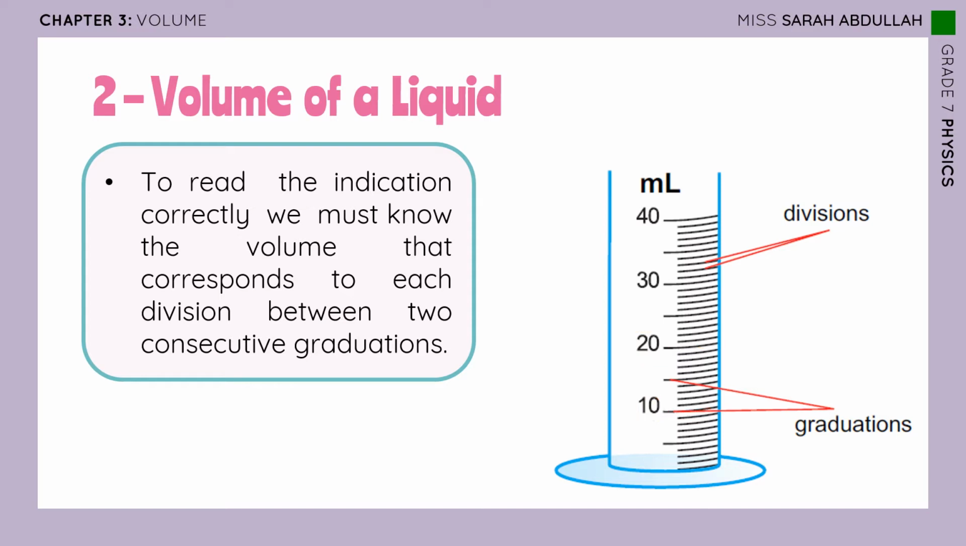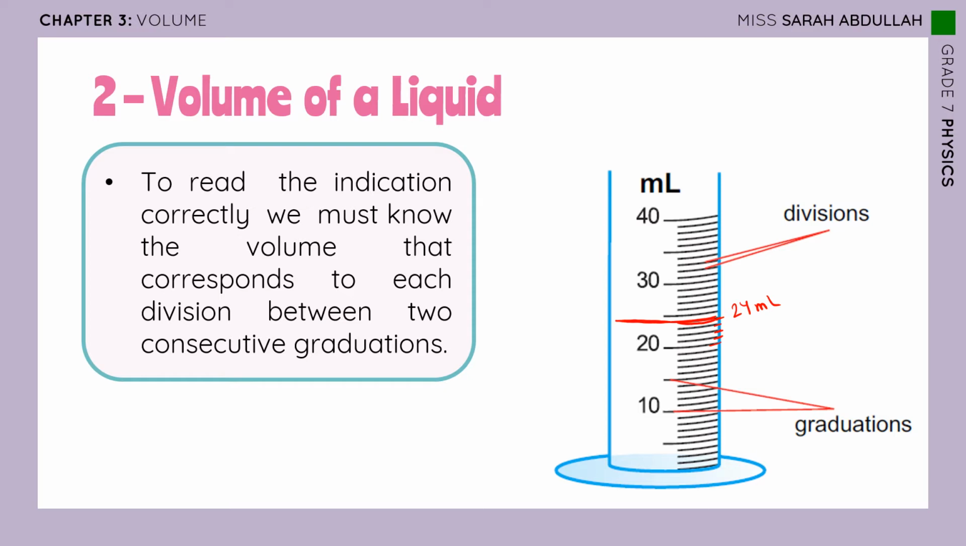But let's say I want to find how much this line represents. It's not 20 and it's not 30. The only way for me to find out is by finding the volume that is represented by each division. All right, so if this is 20, this is 21, this is 22, this is 23, and this is 24 milliliters. So each division represents 1 milliliter.